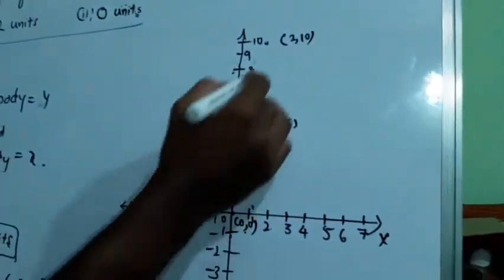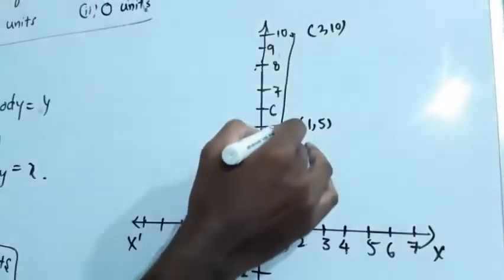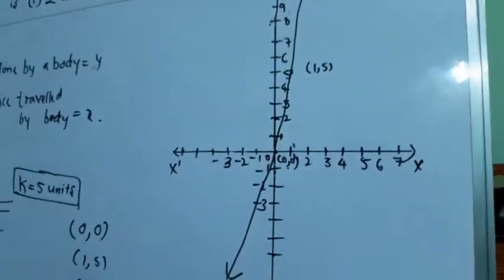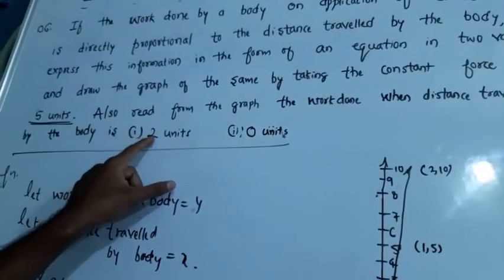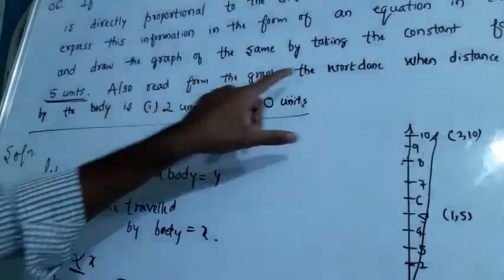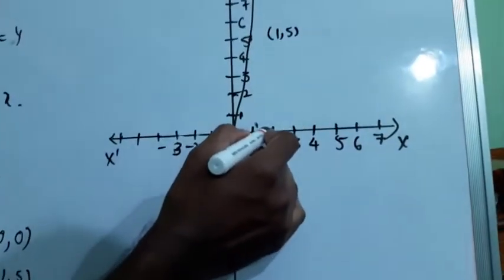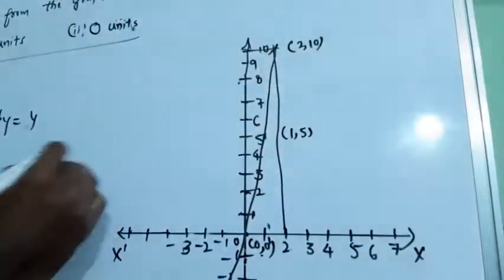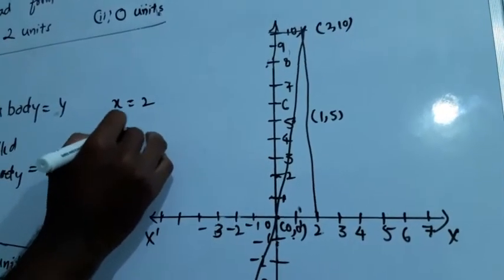Now, what should we do? We need to join the points. This is how the graph will look like. Now, what they asked us after plotting the graph, we need to read from the graph the work done when the distance traveled is 2 units. When x is equal to 2, what about y? When x is equal to 2, y is equal to 10.